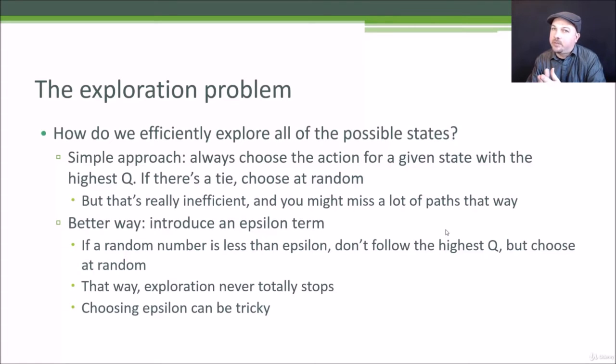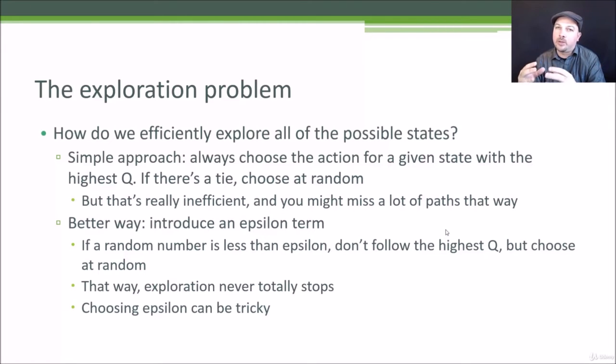But that ends up being pretty inefficient, and I can actually miss a lot of paths that way if I just tie myself into this rigid algorithm of always choosing the best Q value that I've computed thus far. So a better way is to introduce a little bit of random variation into my actions as I'm exploring. So we call that an epsilon term.